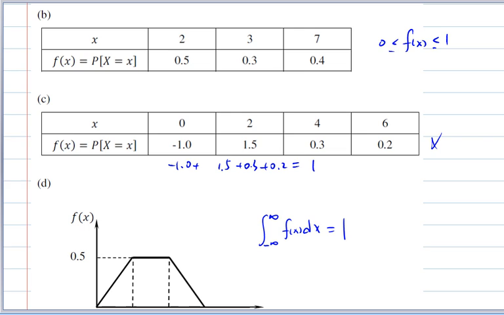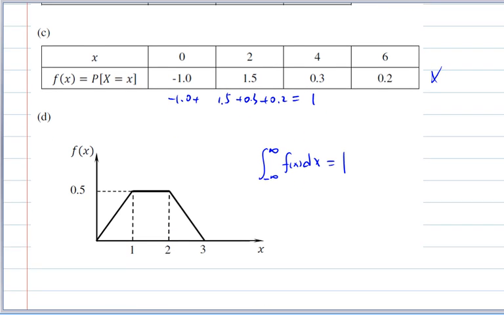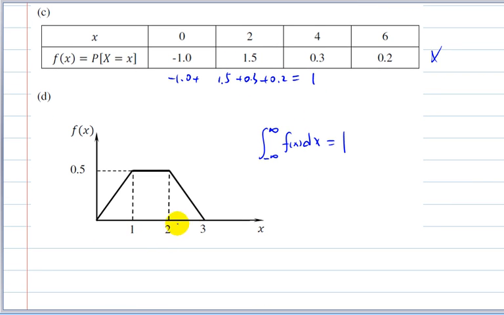So how about this part D, the continuous one? So we need to check this integration here. This is a piecewise function, right? It's not easy to integrate because you need to find each segment of equation here. However, mathematically, you know that what does this mean, right? The integration of this one from negative infinite to positive, basically for this question, is from 0 to 3.